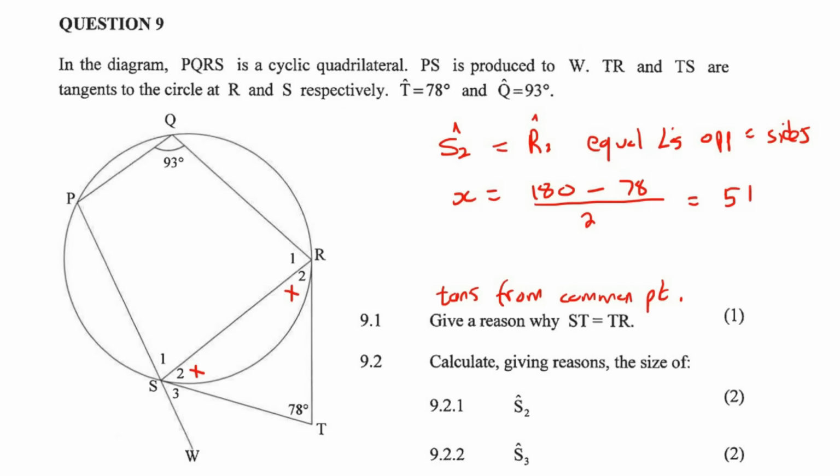Oh, and I should have said what the reason was over here. We were saying sum of angles in a triangle. So that means that these are each going to be 51 degrees, 51, and 51.